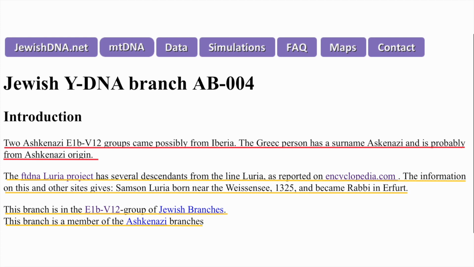The FTDNA Laura project has several descendants from the line Laura, as reported on encyclopedia.com. The information on this site and other sites gives Samson Laura, born near the Wörthsee in 1325, who became rabbi in Erfurt. This branch is in the E1B-V12 group of Jewish branches. This branch is a member of the Ashkenazi branches.